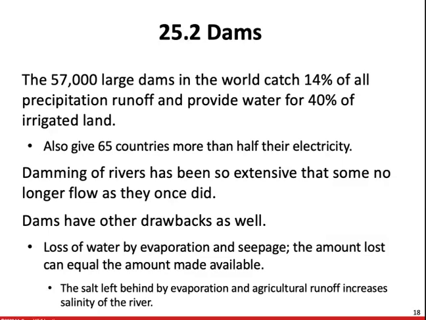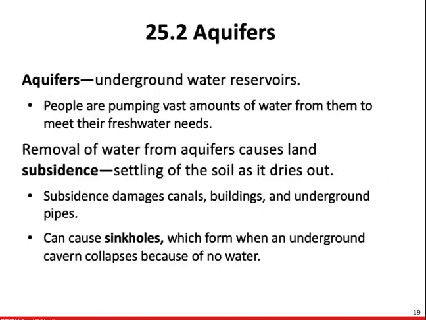Dams have other drawbacks as well. Loss of water by evaporation and seepage. The amount lost can equal the amount made available. So the salt left behind by evaporation and agricultural runoff greatly increases the salinity of the river. So although we can use it as a sort of renewable resource for creating both electricity and also making water readily available, it can significantly decrease the quality of the river and the quality of the water that is flowing back out of the dam.